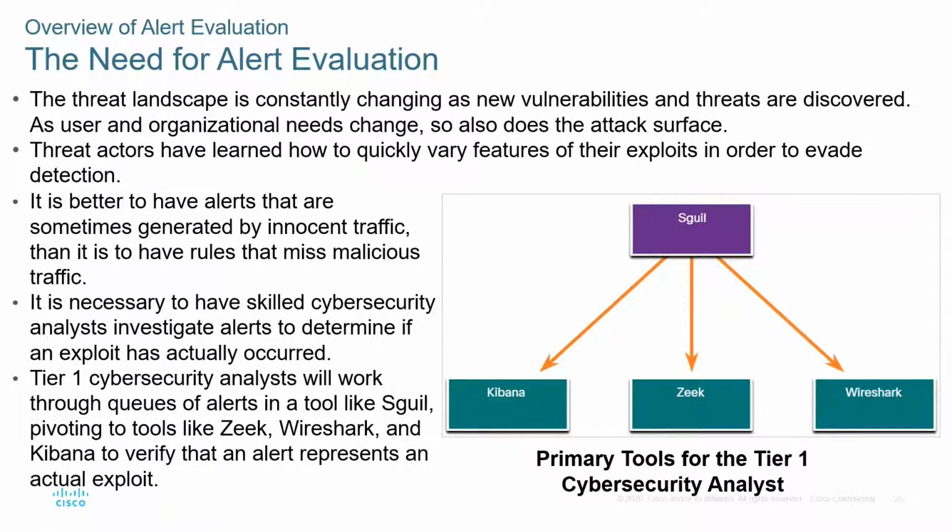And so that's what we're training you to be within this class, is to be that first tier cybersecurity analyst, which will typically work through these queues of alerts in a tool like Sguil, pivoting to use tools like Zeek and Wireshark and Kibana, and verify whether that alert represents an actual exploit. And then at that point, you may be a tier 2 where you can hand it off and somebody goes and fixes the exploit, or you find out whether there's an actual alert that goes in there.